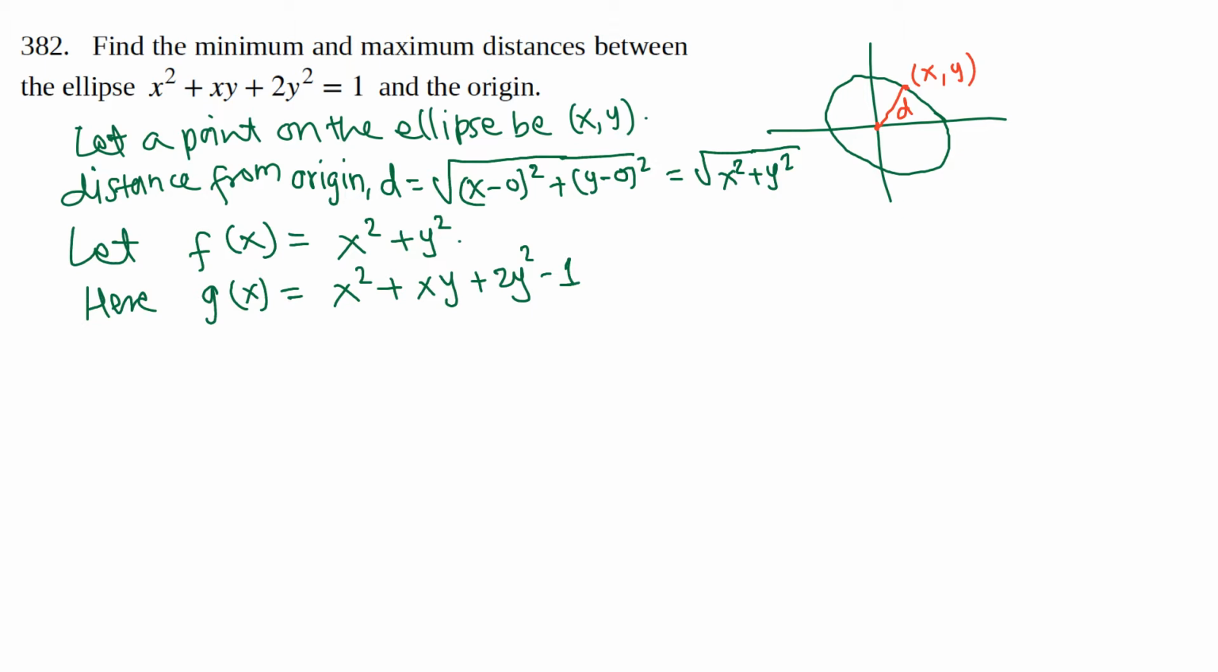and then we can find the distance of this point (x, y) from the origin (0, 0) by the distance formula, which is root x square plus y square. Okay, that's our objective function.